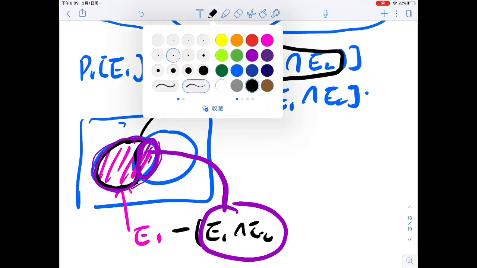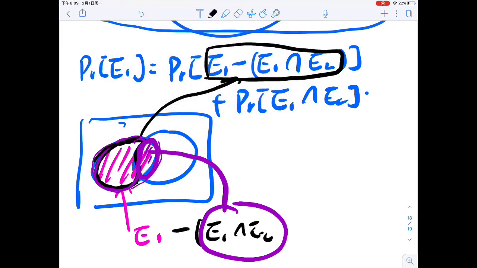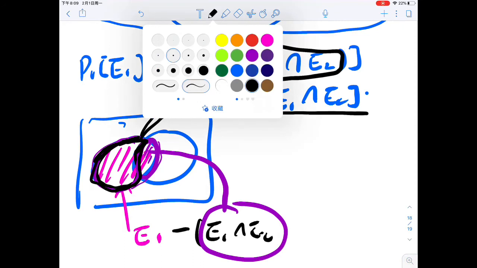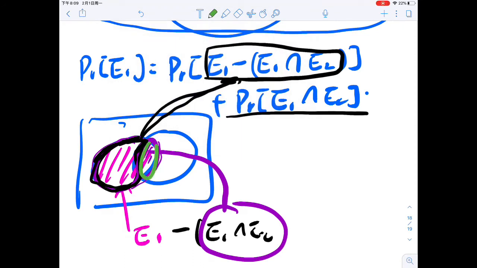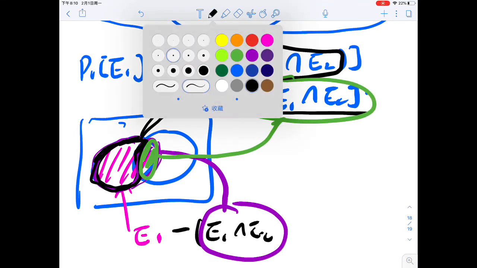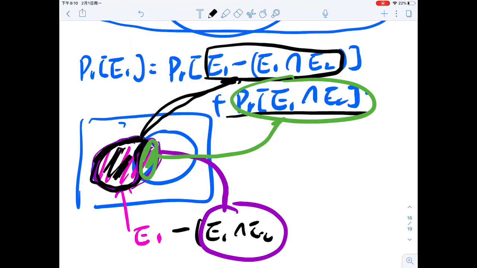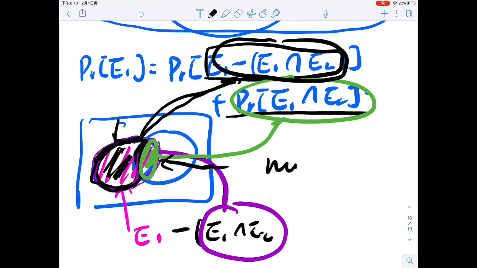So let me draw this black part again. This is the first component here. The second component is just the intersect term, so this is this part. Our observation is that if I look at these two events, the black area and the green area, they are mutually exclusive.